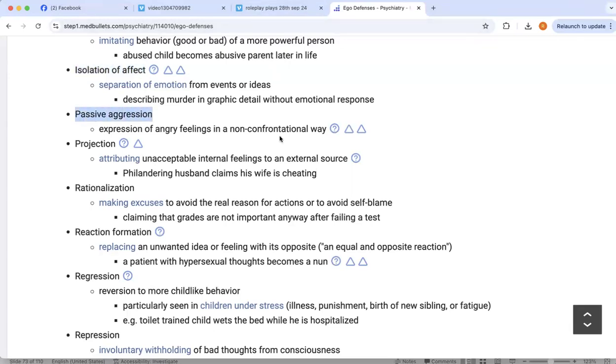Passive aggression. Remember acting out, the first thing we discussed? Acting out means you just acted out. You started yelling or fighting. But passive aggression is expressing your angry feelings in a non-confrontational way.